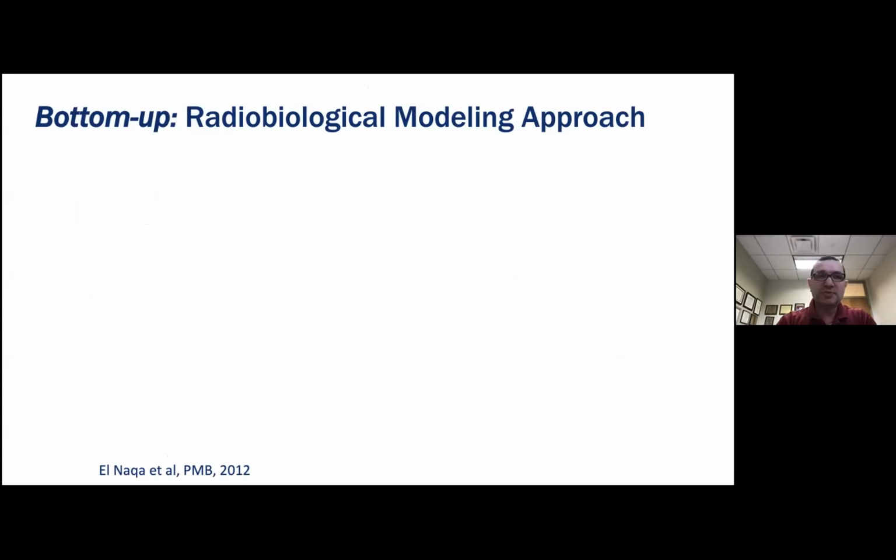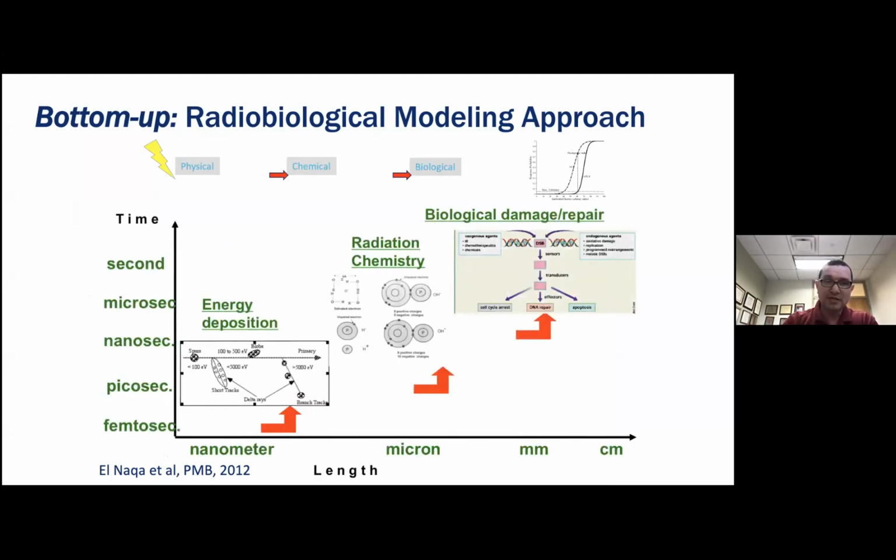Now, I will touch base shortly on the bottom-up approach, which is using basic principles as modeling criteria. This starts with modeling the physical interaction of radiation. Next stage is the chemical interaction, then the biological effect from the bottom to the top. As we know, radiation interaction is variant in terms of time and space. So energy deposition can happen with the radiation interaction using X-ray, electrons, or you name it, within femtoseconds.